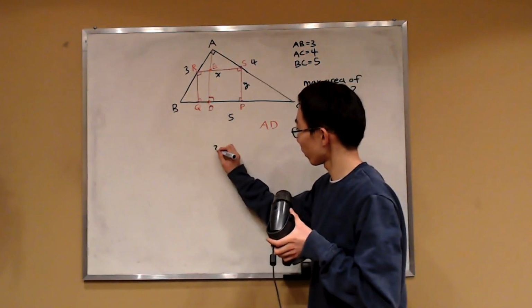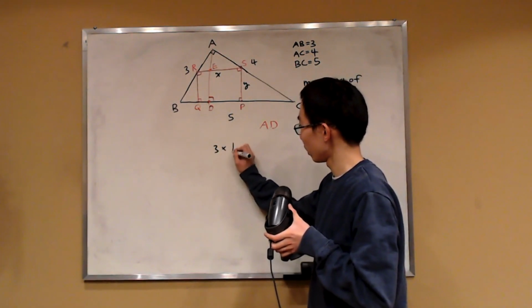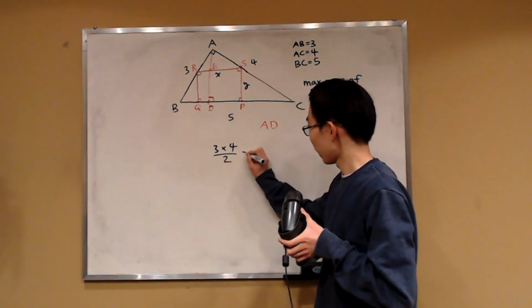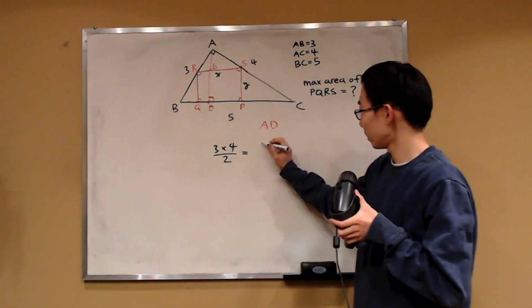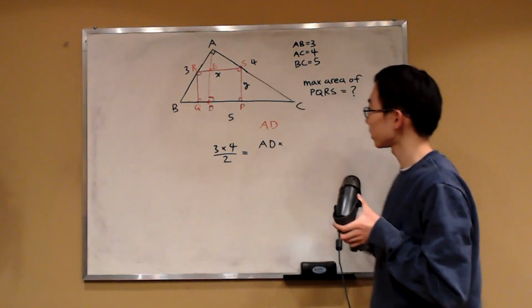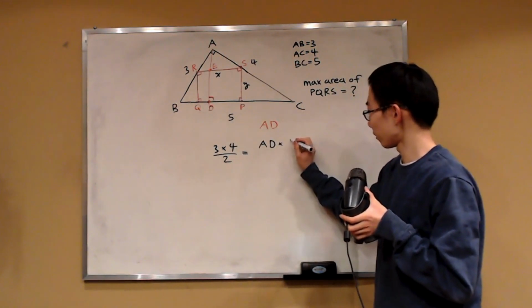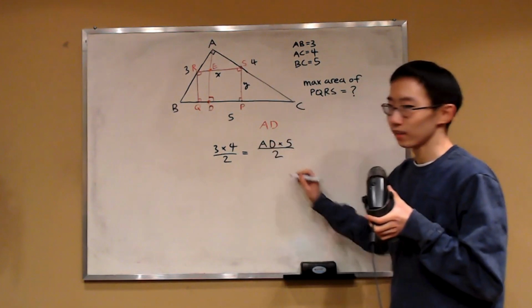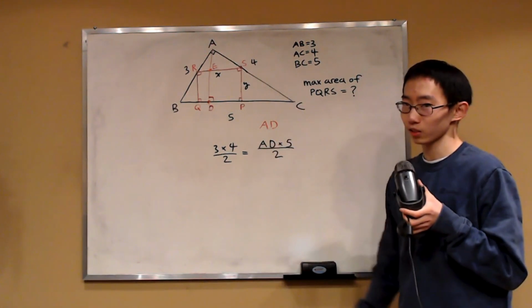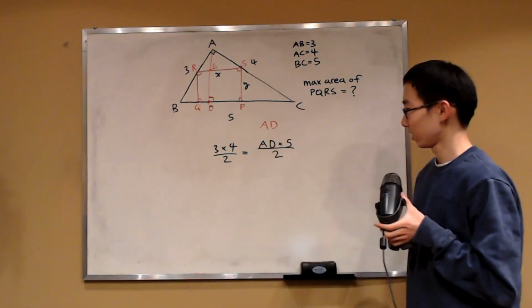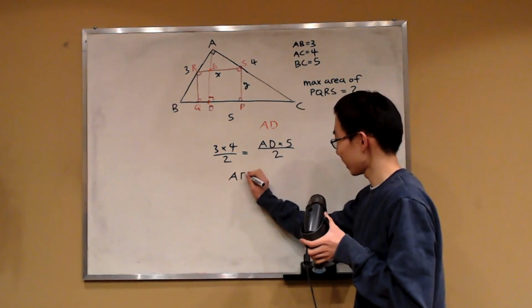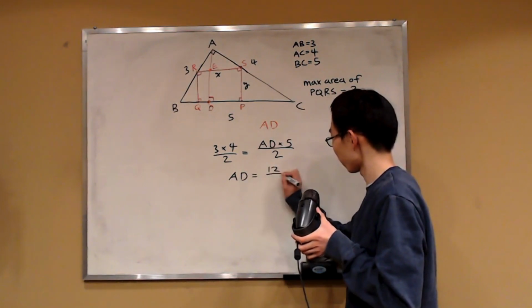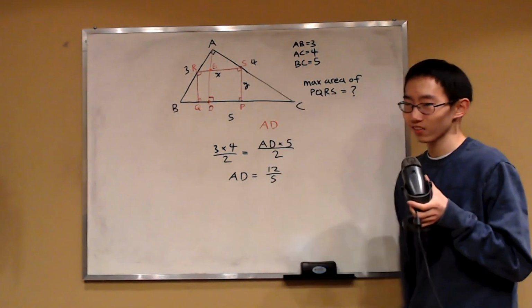So one way to write the area of triangle ABC is 3 times 4 divided by 2. And the other way, notice, is the altitude AD times BC, which is just 5, and then divided by 2. They have to be the same thing because they're both the area of the same triangle. So now you can solve for AD. If you actually solve for AD, you would get that AD is equal to 12 over 5. And there we go, we've got our altitude.